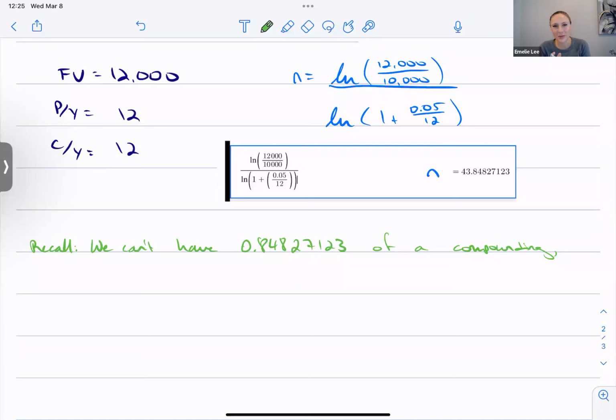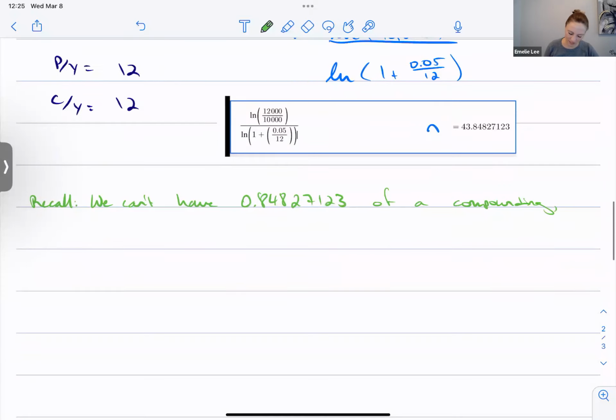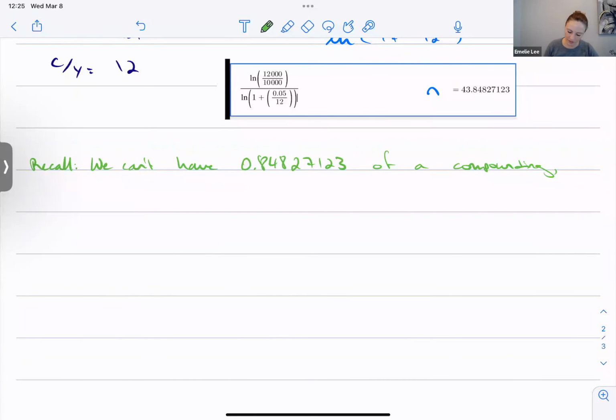Now, like I said, the Moodle quizzes are not that clever, and so usually they don't use the rounded value for N, although I'll clarify on the test if I changed it to be the rounded value for N. I'll make a note on the test if that's the case. Okay. So we would need N equal to 44 compoundings.